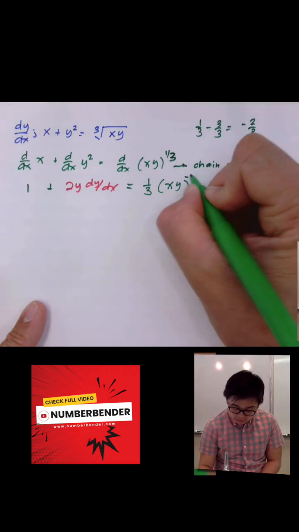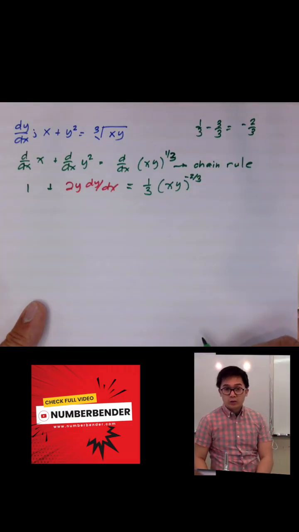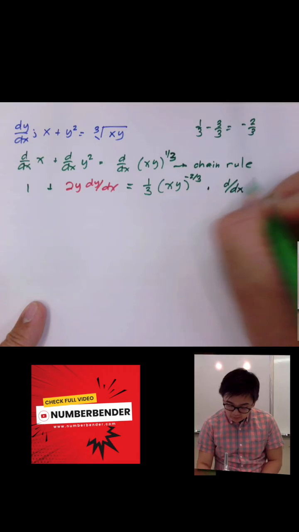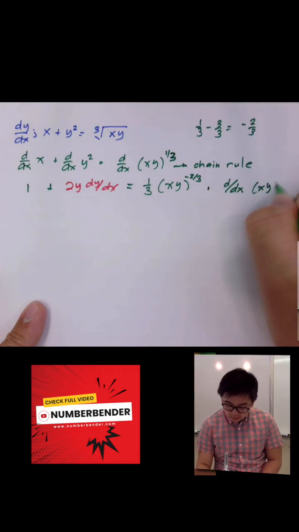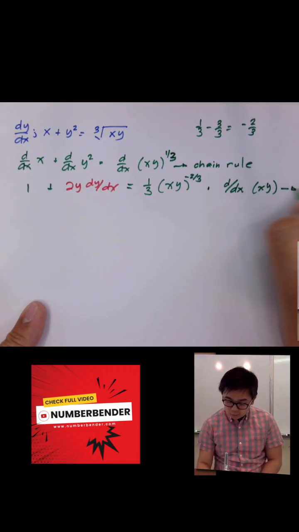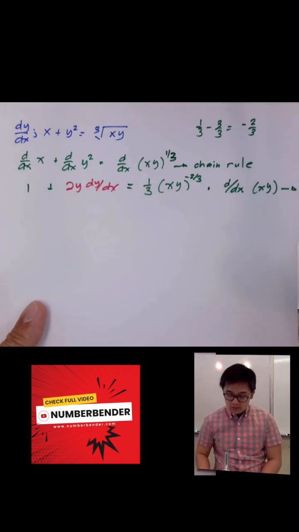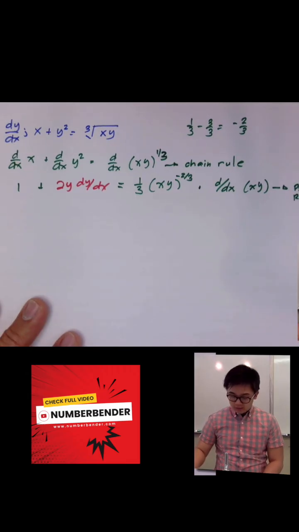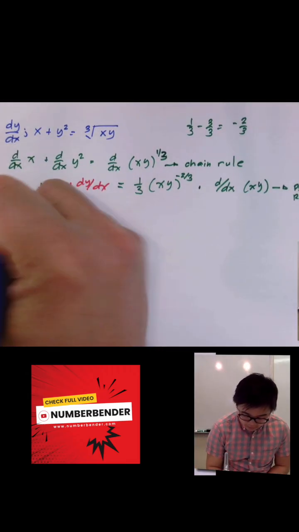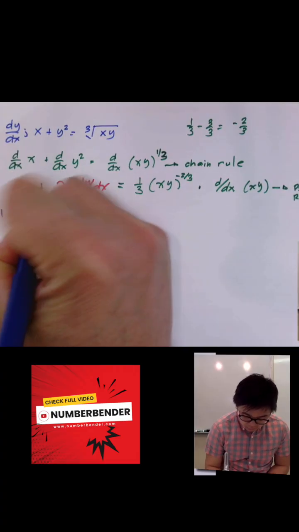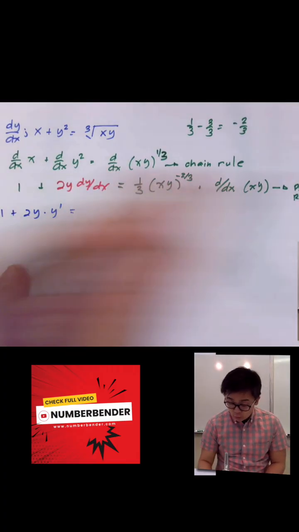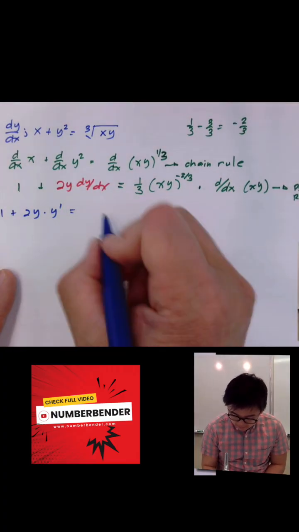So this is -2/3 for our exponent, multiplied by the derivative of xy. And in this case, we'll use the product rule to find the derivative of xy. So let's simplify our function. So we'll have 1 plus 2y. Let's use y prime, so that we'll have a shorter equation right here.